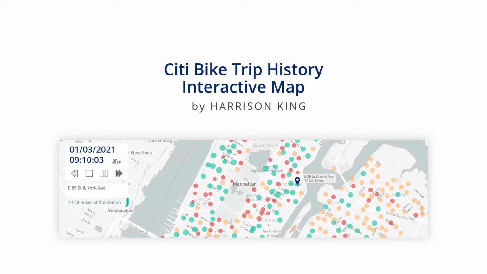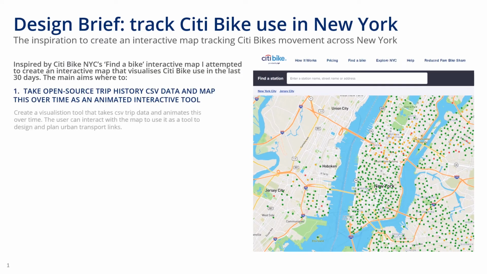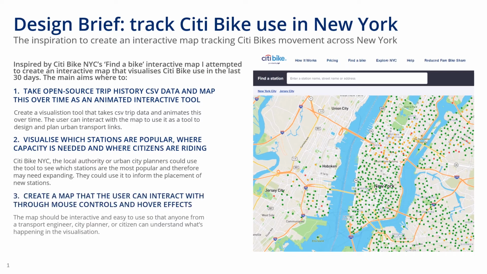Citi Bike Trip History Interactive Map. Inspired by Citi Bike's Find a Bike interactive map, I wanted to create an interactive mapping tool that visualises Citi Bike use in the last 30 days. The main aims were to take open source trip history CSV data and map this over time as an animated interactive tool. This could be used to design and plan urban transport links.